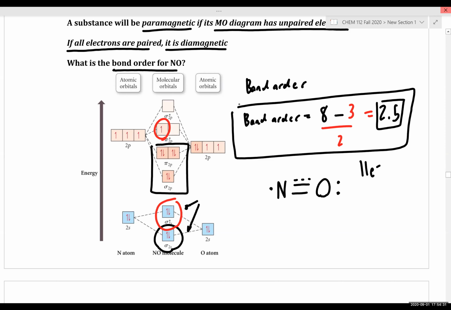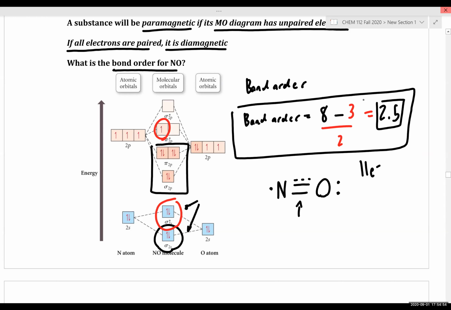And does everyone understand how this plays into this idea that we don't have quite a triple bond, but we have something that's stronger than a double bond? Does that part make sense to everyone? Any questions on that idea? Does it make sense how we calculated this bond order?